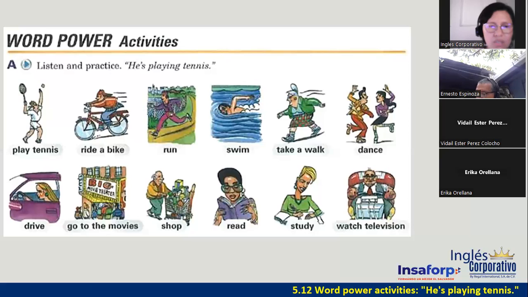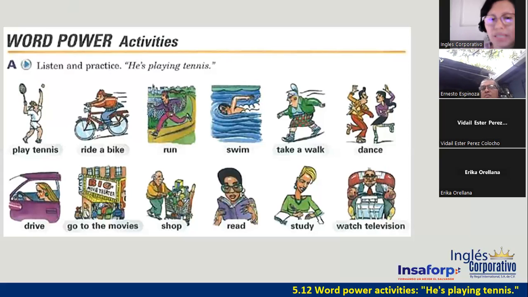Visit a relative o visitar a un familiar, ¿verdad? Visit a relative. Attend a party. Ir a una fiesta. Attend a party. Todas esas pues son actividades que nosotros hacemos. Muy bien, entonces vamos a escuchar de ustedes algunos ejemplos, ¿verdad?